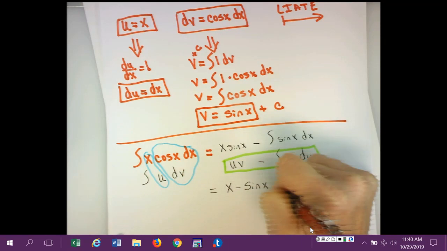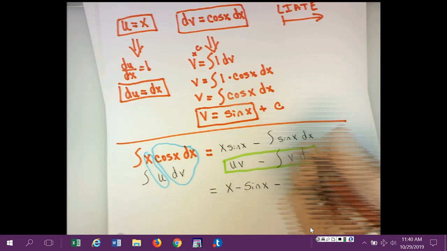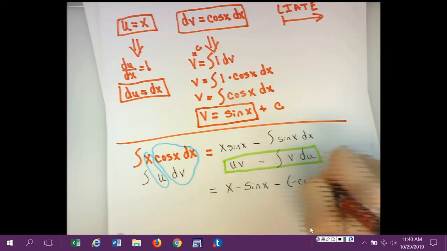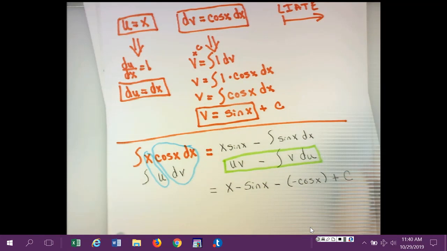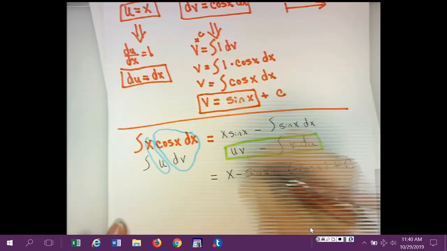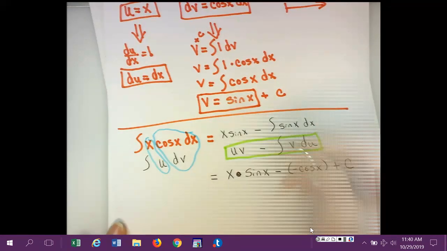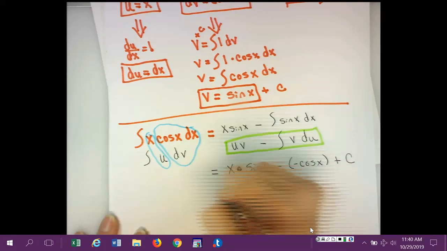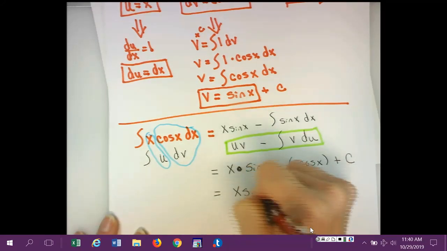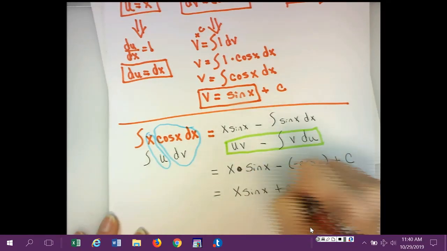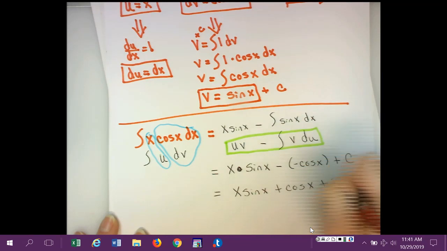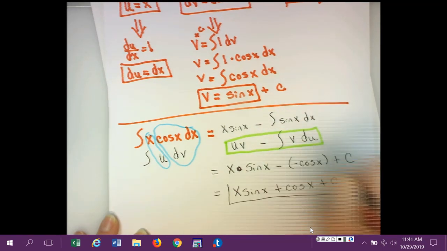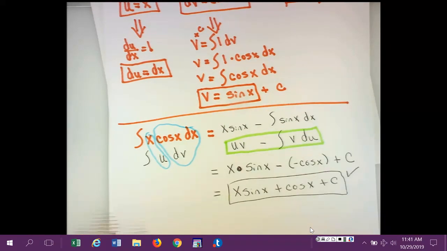Final thing I have to do is integrate sine x, and that's negative cosine x, and then plus an overall c. And I made a mistake here, that's times. So your final answer is x times sine x plus cosine x plus c for the very first problem.